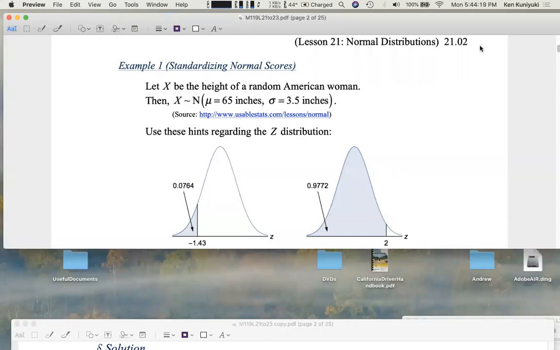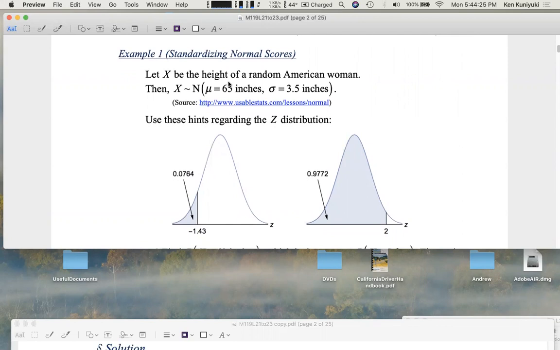Hi everyone, let's continue with lesson 21 on general normal distributions. Let's do some examples. Let's say that X is the height of a random American woman. Then X has as its distribution a normal distribution with mean mu being 65 inches and standard deviation sigma being 3.5 inches. Notice these are in the same unit. And there's a source for this.